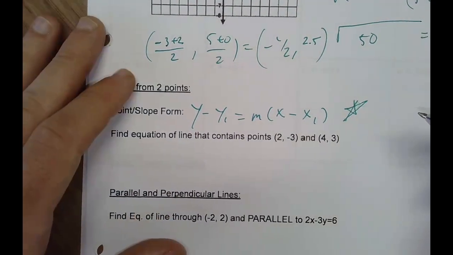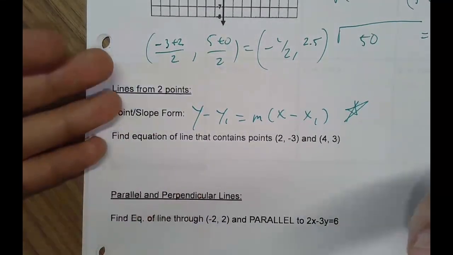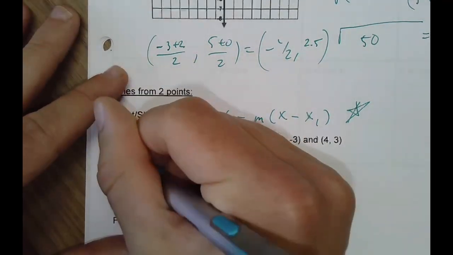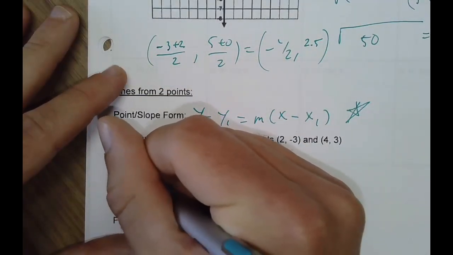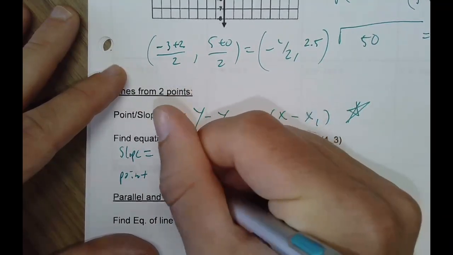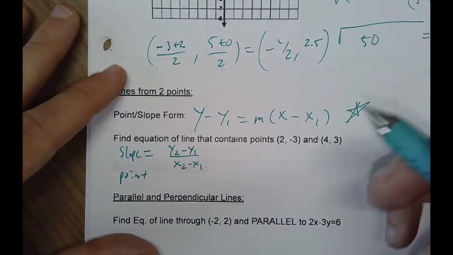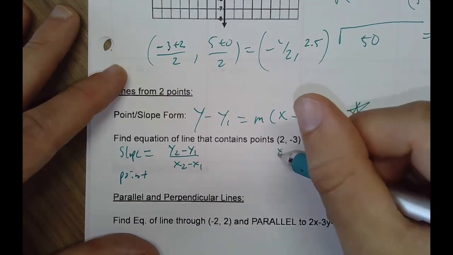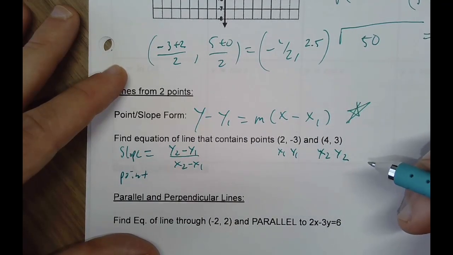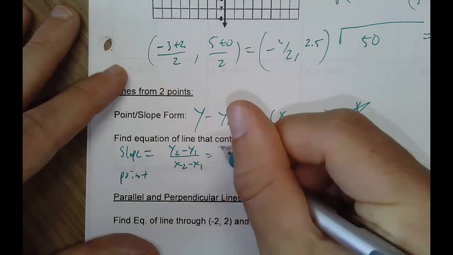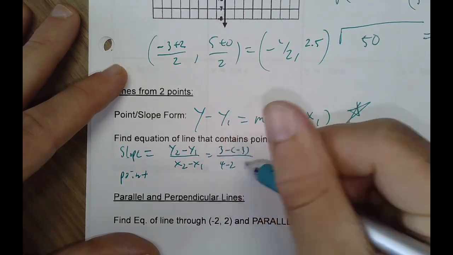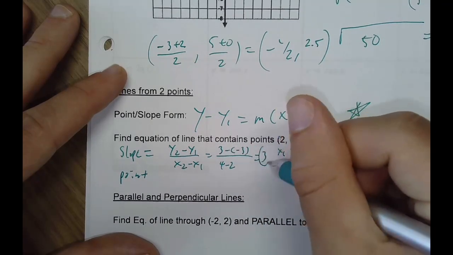Find the equation of a line that contains a point. So you need two things to write the equation of a line. You need the slope, and then you need a point. That's it. That's all you need, a slope and a point. So just to get the slope, we're going to get y2 minus y1 over x2 minus x1. So let's go ahead and do that. So this is my x1, this is my y1, this is my x2, this is my y2. So it's going to be 3 minus negative 3 over 4 minus 2. That is 6 over 2, that is 3. So my slope is 3.